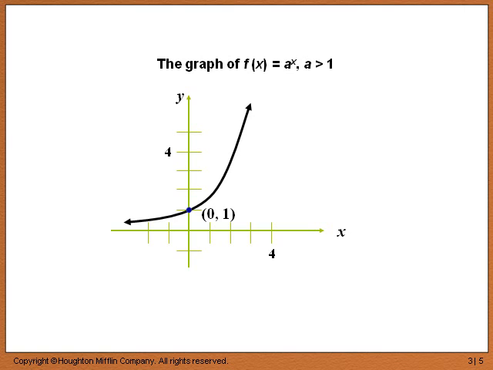And the reason it does this is because if you raise a number, any number, to the 0 power, you get 1 as your answer. So whenever the x-coordinate is 0 for an exponential function, the y-coordinate will be 1, no matter what the value of a is in the exponential function.